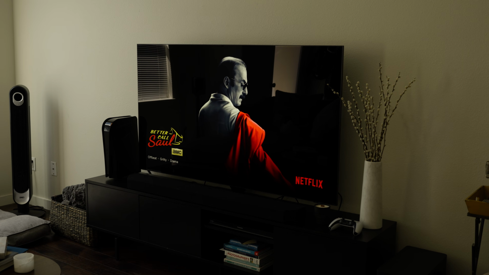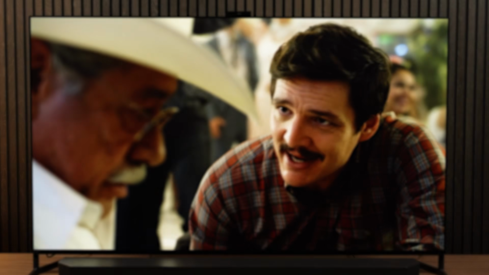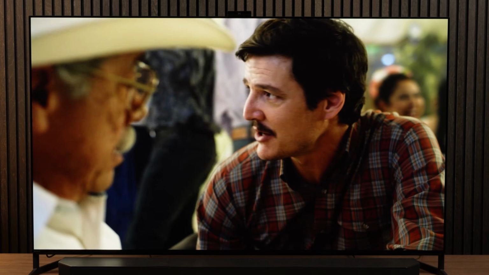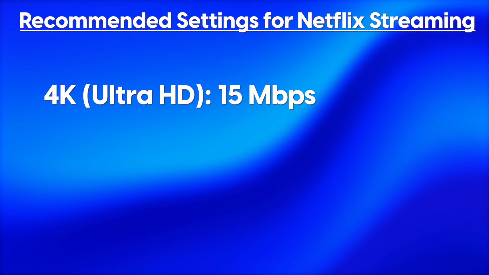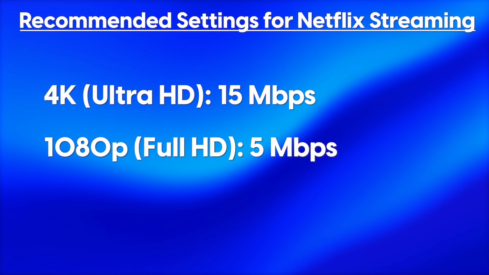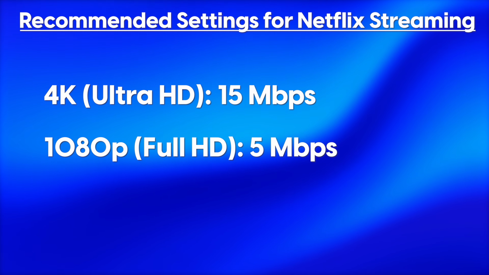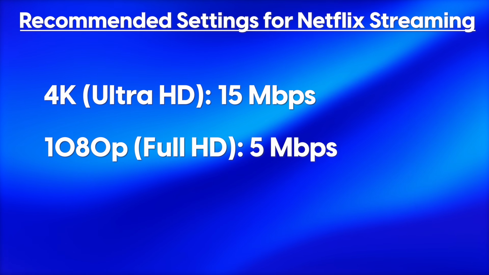So, to re-emphasize all of that, especially for the smart TV viewers, your playback settings, along with your internet speed, will have the greatest impact on your television video quality. For 4K, Netflix recommends streaming at 15 megabits per second, and for full HD, 5 megabits per second. For more on 4K viewing overall, check out our How to Watch Netflix in 4K video linked in the description.